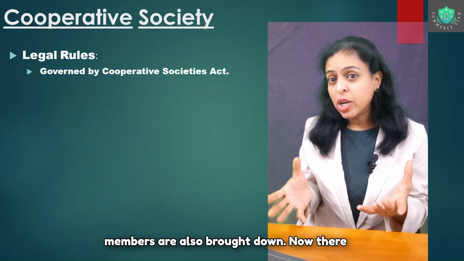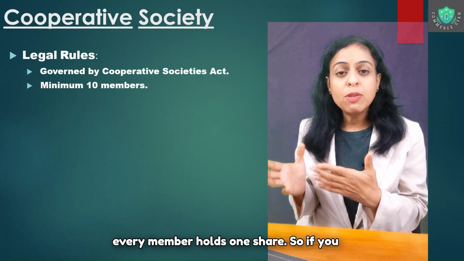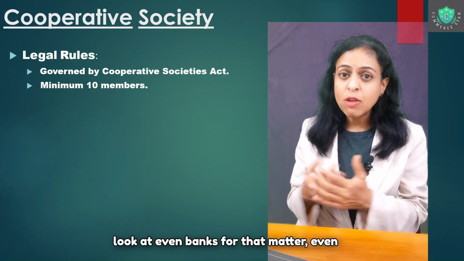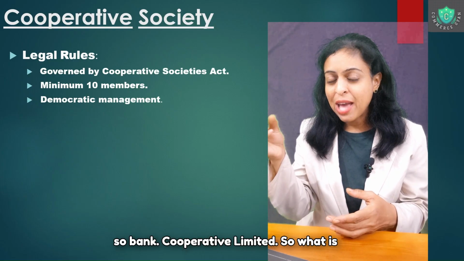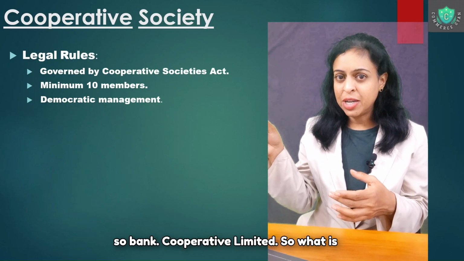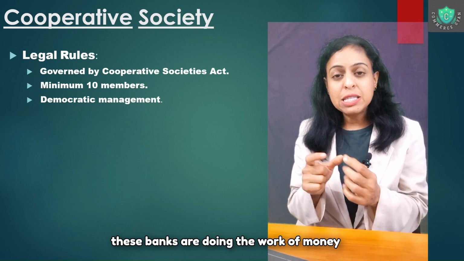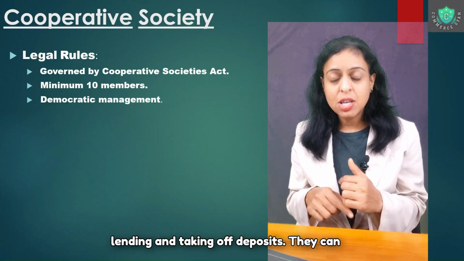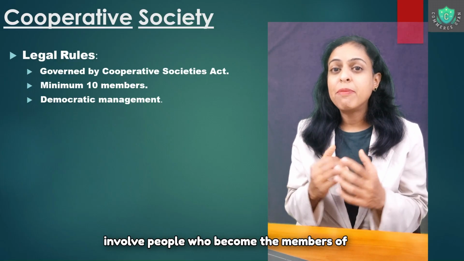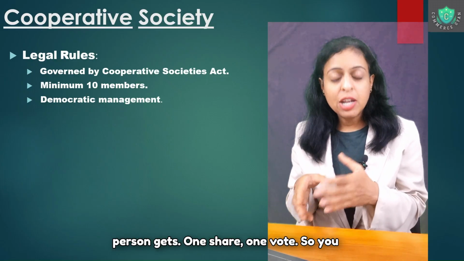There is a democratic type of management. Every member holds one share. If you look at banks for that matter, even banks are formed as cooperative societies. We often read the names, right? So and so Bank Cooperative Limited. So what is that co-op? This is cooperative. These banks do the work of money lending and taking deposits. They can involve people who become members of the bank, the shareholders. So one person gets one share, one vote.